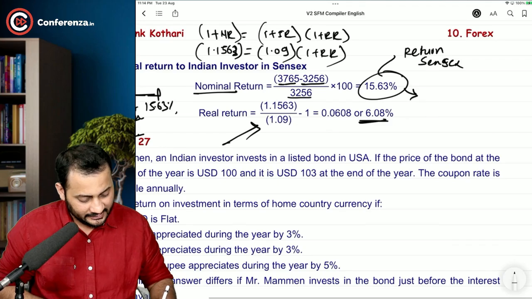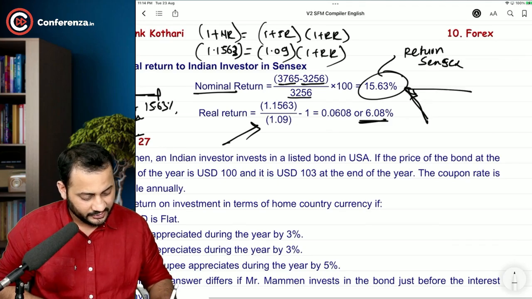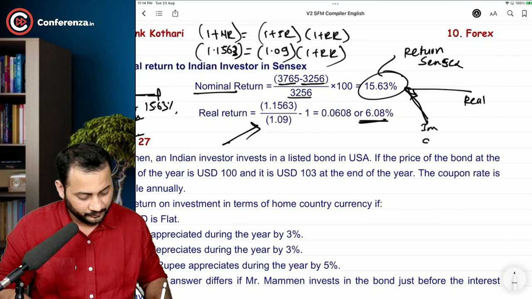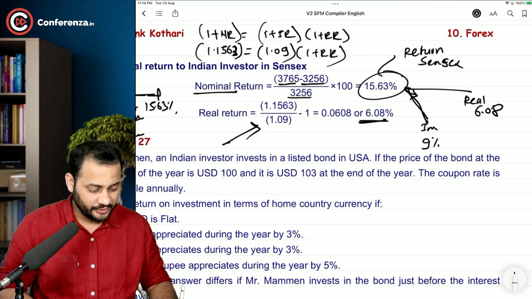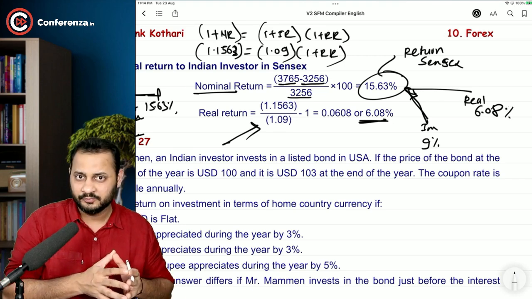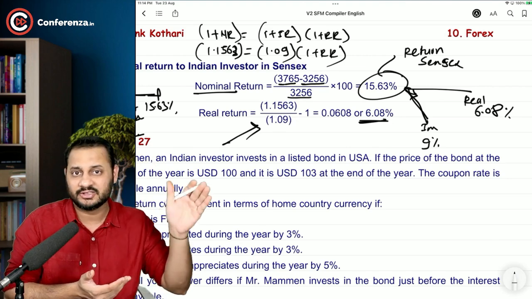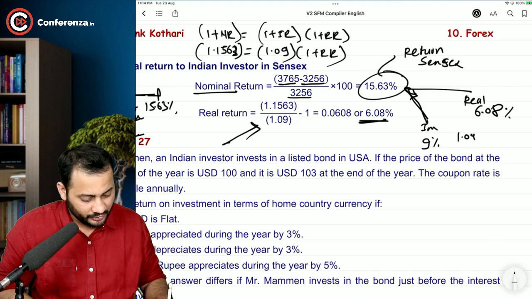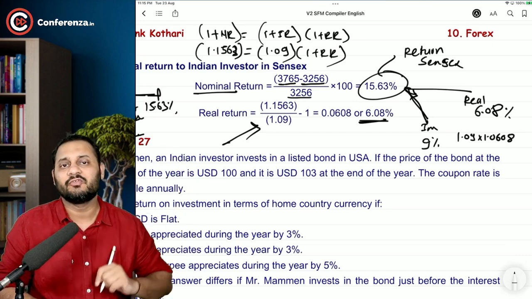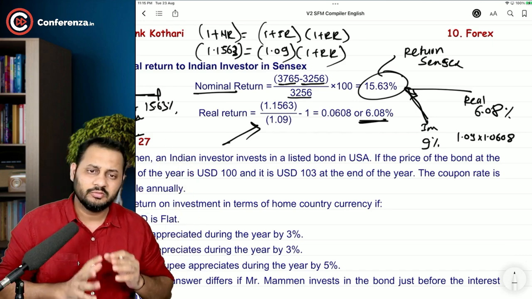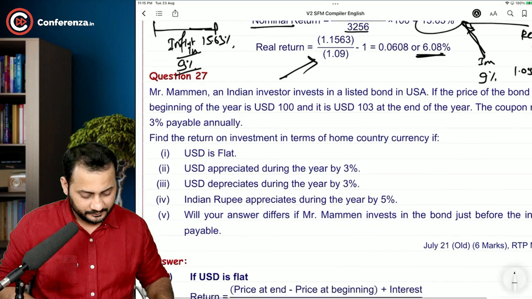So we can say that this 15.63% contributes to two things: the real return and the inflation of 9% and 6.08%. So you cannot simply add both of them, because the inflation also impacts the principal, not just the return. So you will have to do 1.09 into 1.0608, and then you will reach 15.63%. You will learn more about it in the next chapter.